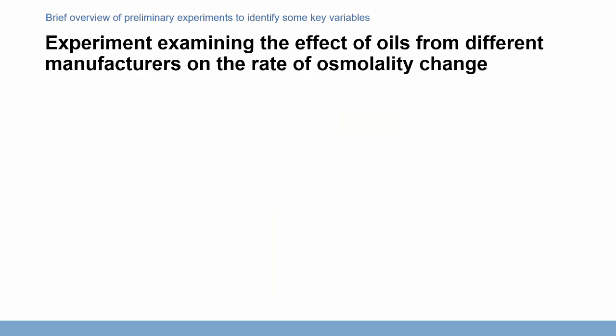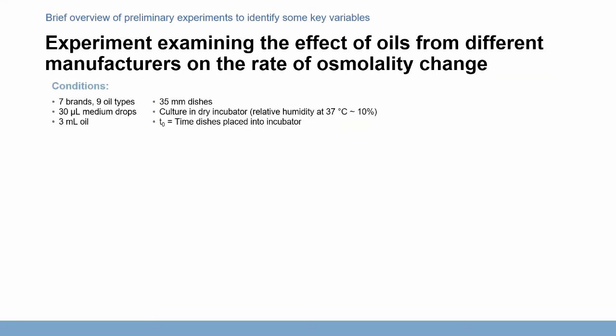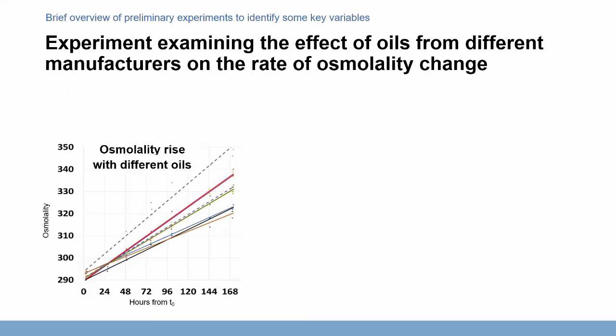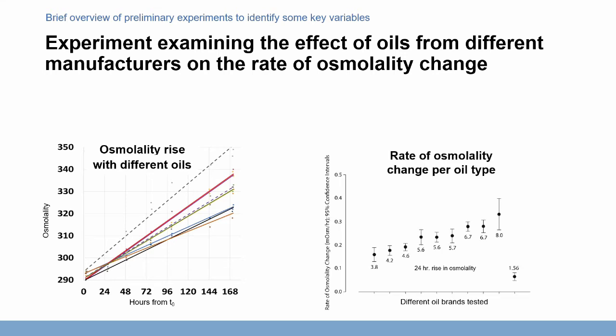Then I went on to detect the effect of different oils that are sold in the IVF market on these osmolality changes. I acquired 9 different oil types from 7 manufacturers and began to look at the effect of these different oils on this phenomenon. I used the other parameters, which I show here. Each of these represents a different oil. There is quite a big difference between the types of oil. If you again perform an analysis looking at the estimate and a confidence interval range for the slope of these, you can see there's quite a big difference.